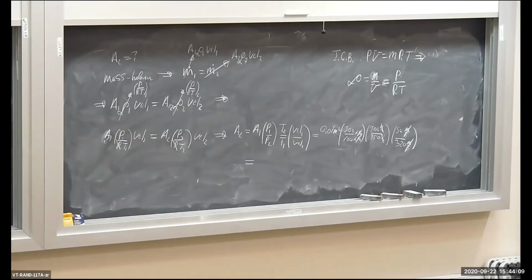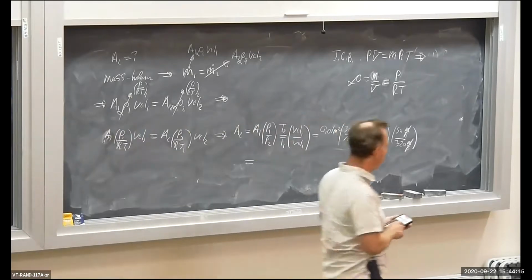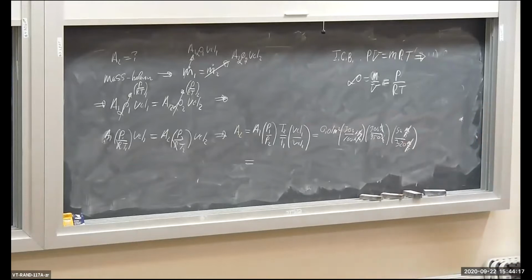Let's crank out what this final flow area is. Hopefully it's smaller than the inlet flow area, or else it wouldn't be a nozzle. Hopefully A2 is less than A1. Let's see here, 0.01 times 300 over 100, and then 300 divided by 350.